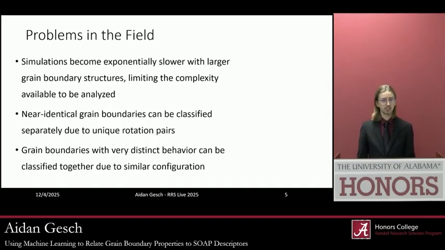Additionally, the initialization parameters and the final results are not necessarily directly correlated. This means that atomic structures with similar setups can have very different results, or with very different setups can have similar results. This makes it hard to categorize grain boundaries by their stated properties.